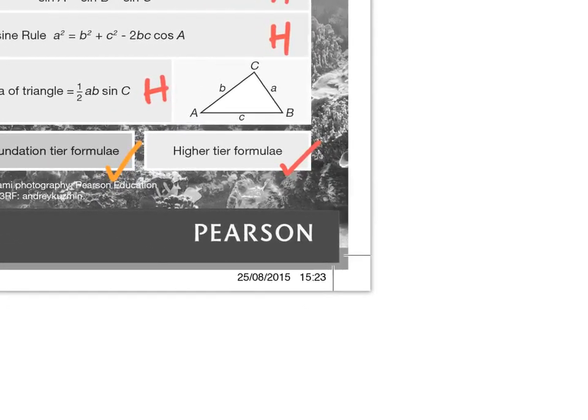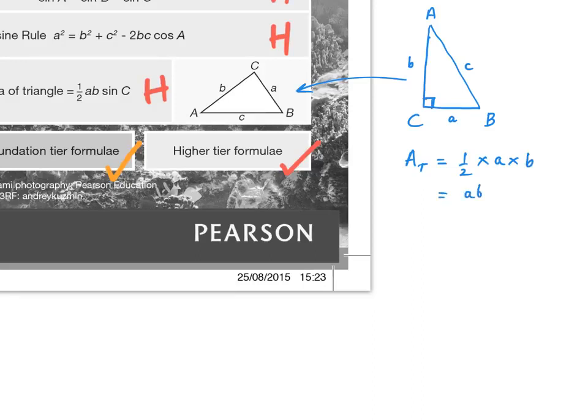Now, if you were looking at the foundation paper, then if you saw a triangle like so, which was right angled, and we call this C, A and B, very similar to how this one's labelled here, then the area of this triangle, as you would all know, would be half times the base, which is A, times the perpendicular height, i.e. the height at right angles to the base. And you could write that as AB over 2, and that would be in units squared.